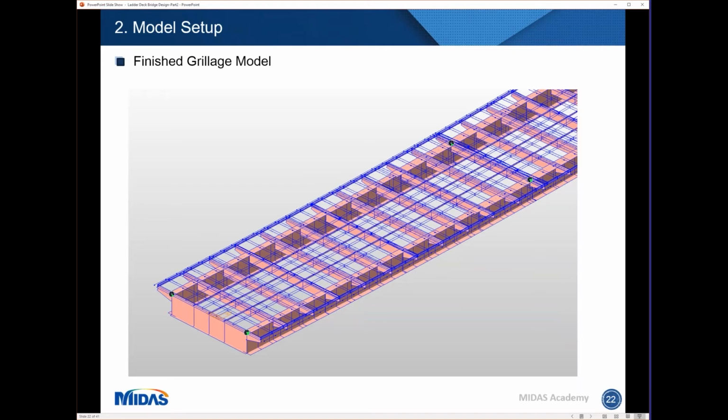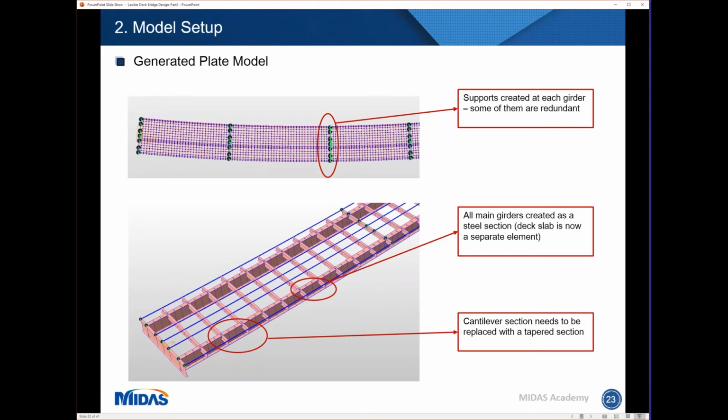Similarly, if we generate a plate model, again we may have to adjust supports, which are created under each girder, and adjust cantilever sections. But notice that here, if we create a plate model, the main girder is not a composite section anymore. It is just a steel girder, because the deck slab is created as a separate element using plate elements.